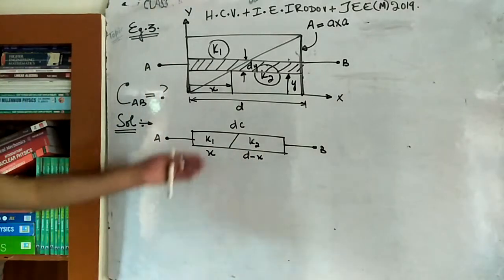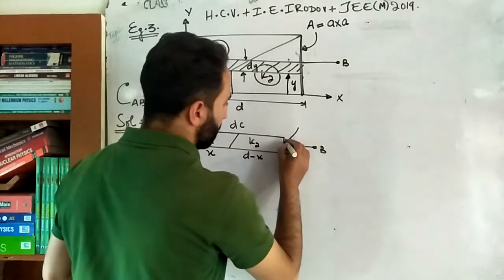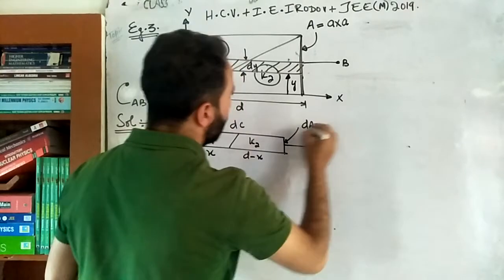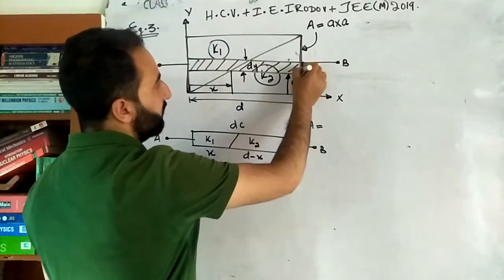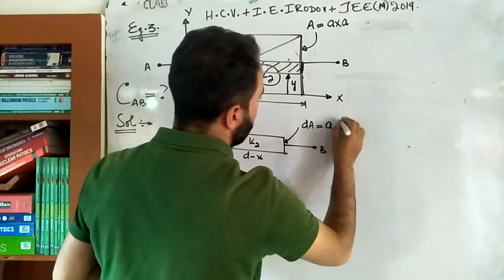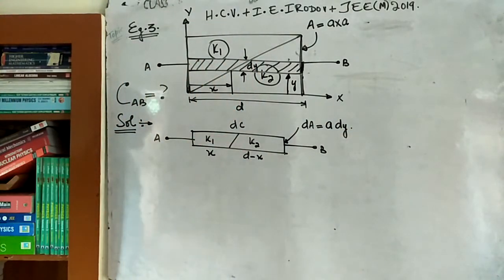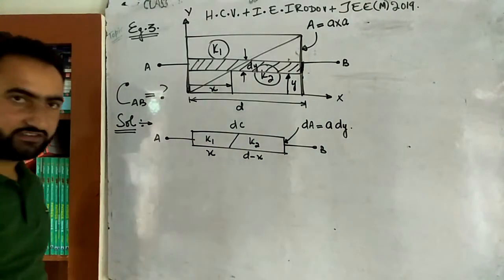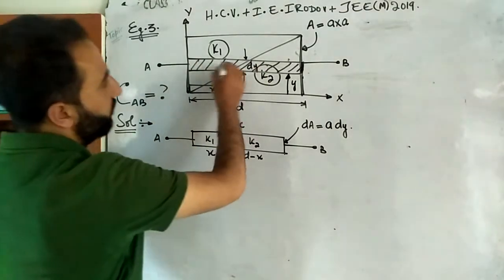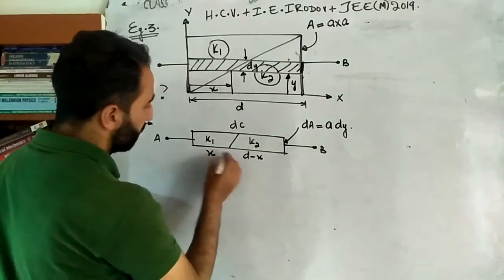Okay, na beta? So let's calculate the capacitance of this element. This is an element. And what about the area here? This area dA will be obviously equal to this width multiplied by the depth. This width is dy and depth is a, so it will be a into dy. Okay, now these two, are they connected in series or parallel? Obviously they are connected in series, because the charge flowing through this will be equal to the charge flowing through this. Okay, so this one and this one, they are connected in series.